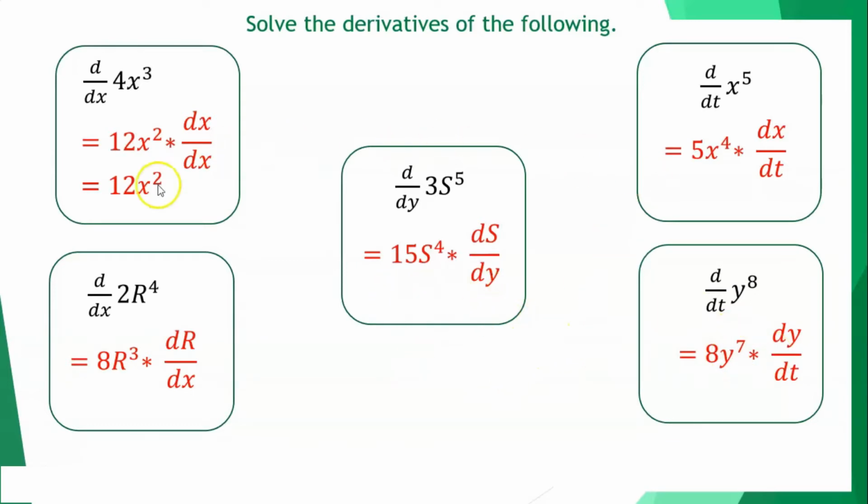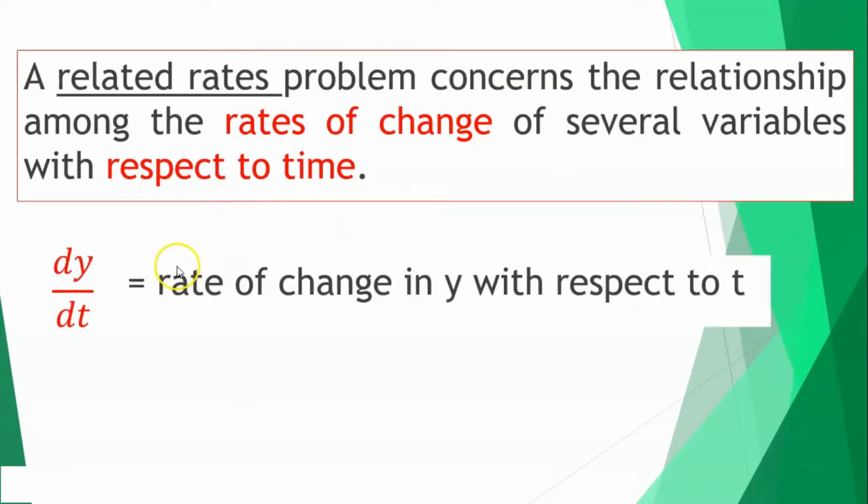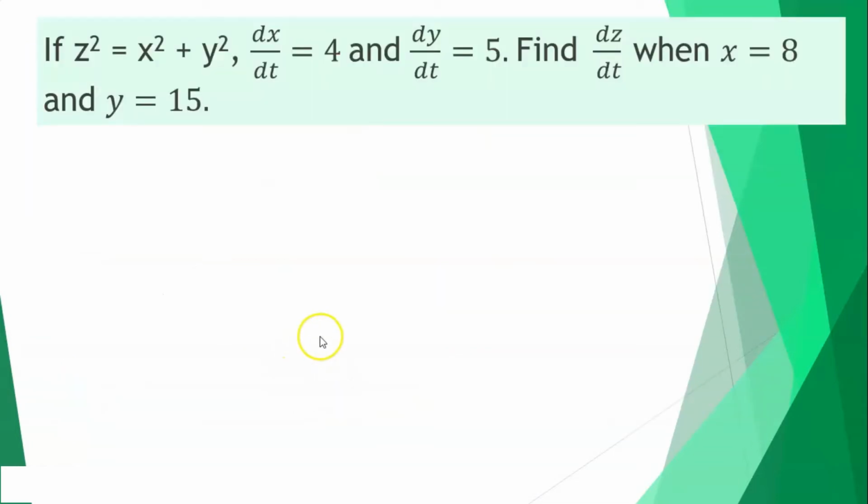Now take note, all of these examples are related to the concept of related rates. So when you say related rates, it is a set of problems that concerns the relationship among the rates of change of several variables with respect to time. So if you're given dy/dt, it means the rate of change in y with respect to t or time. Another, if you're given dx/dt, this is the rate of change in x with respect to time.